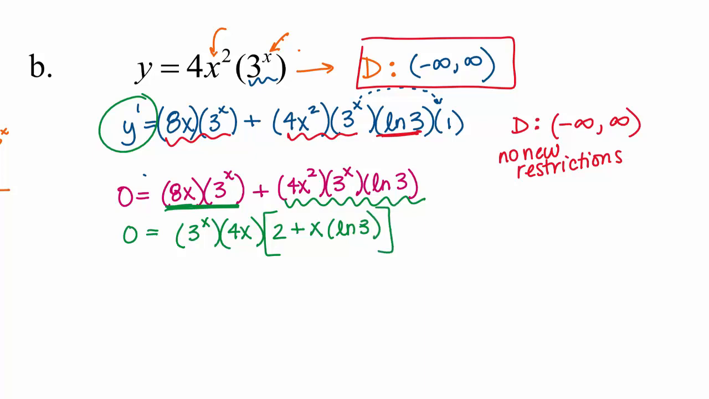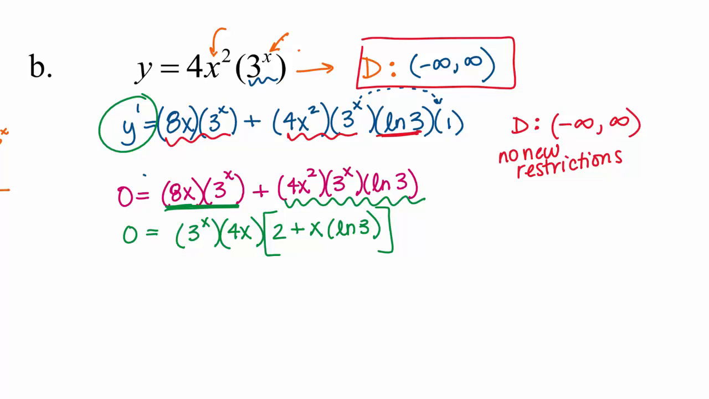Now, don't panic about the natural log of 3. Natural log of 3, again, is just some value. So in here, it almost is like 2 plus 5x. I know natural log of 3 is not equal to 5. I'm just showing you that that's just some linear expression that I am not worried about at all. Okay, I know how to solve those.